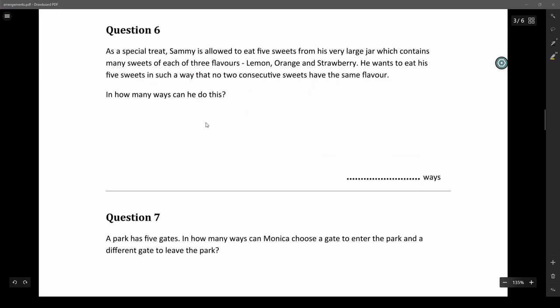Okay, so question 6. Sammy's going to eat 5 sweets. There's 3 different flavours. He doesn't want to eat 2 consecutive sweets. So this way you can think about it with boxes. For the first sweet he has 3 options. Now because he can't eat the same sweet again, he only has 2 options, and then again it's only 2 options, 2 options, 2 options, and that's it. So we end up with 16 times 3, which is 48 possibilities.